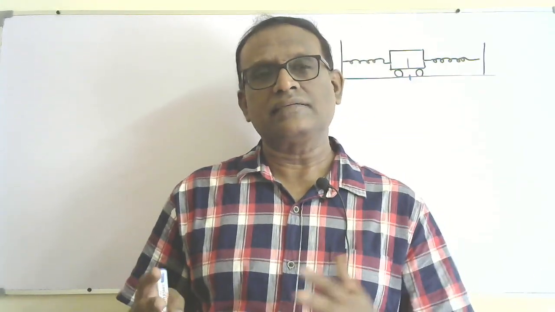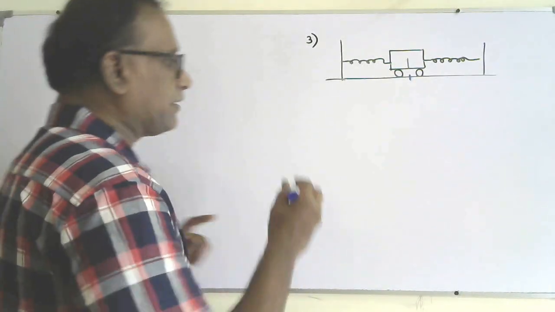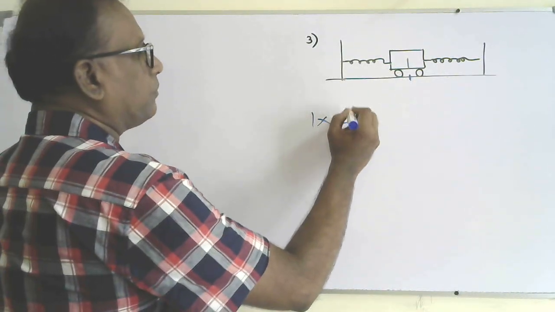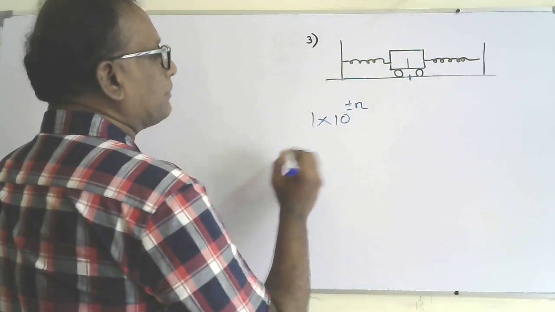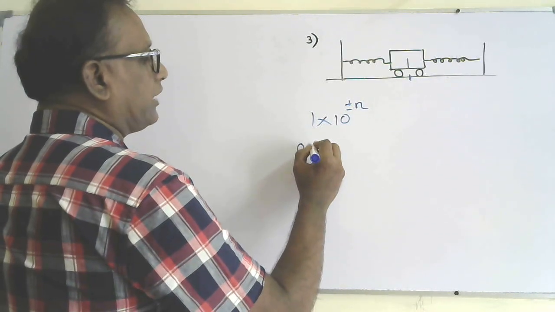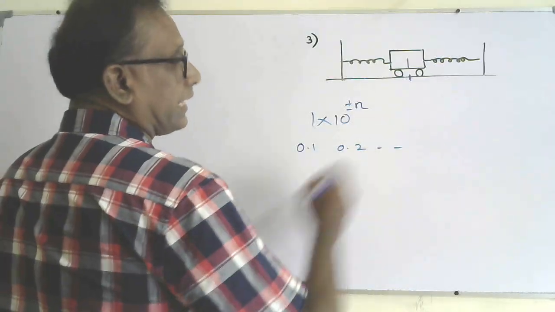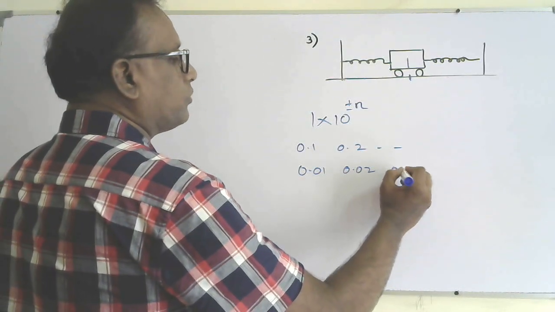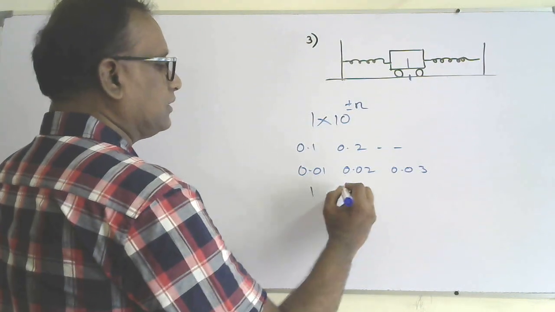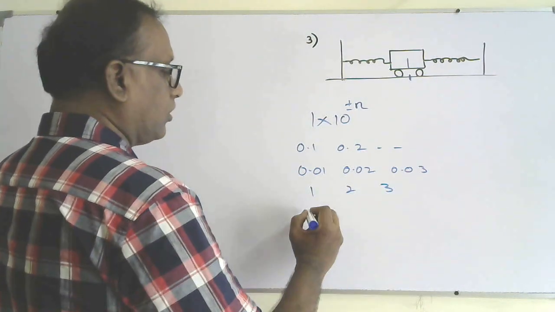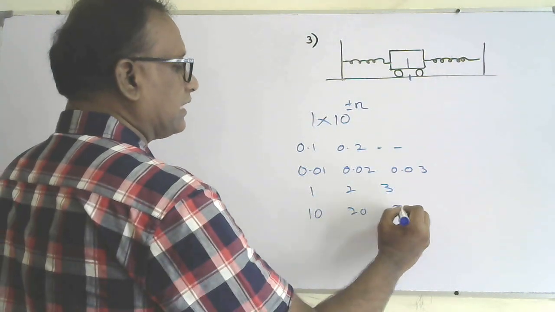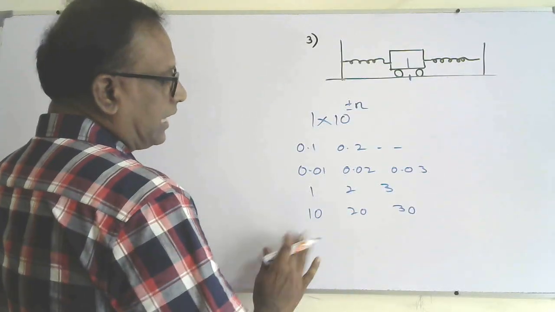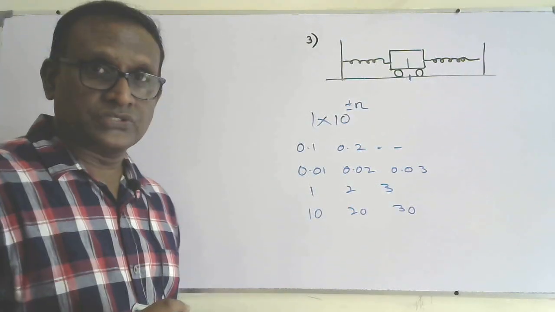Normally we use 1 into 10 to the power plus or minus n. That means we can scale it 0.1, 0.2 like that, or 0.01, 0.02, 0.03 like that, or 1, 2, 3 like that, or 10, 20, 30, or 100, 200, like that format we use.